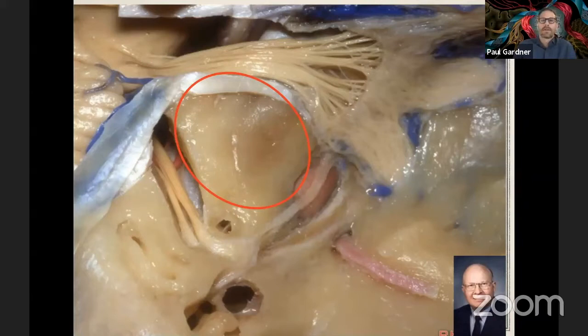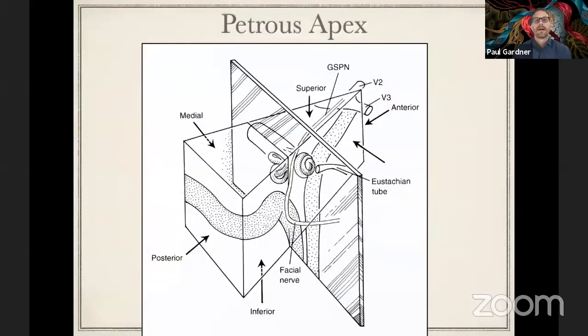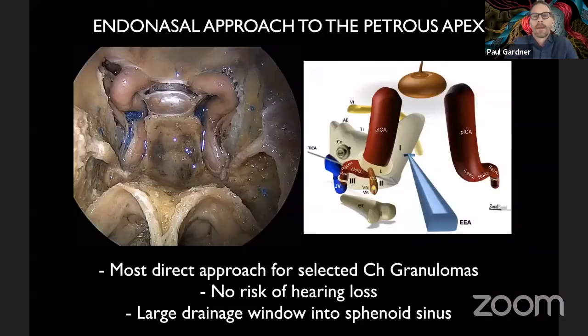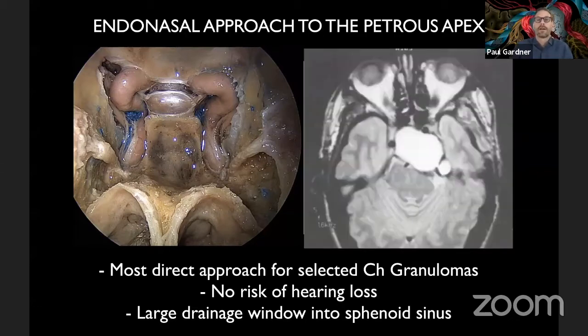And of course, this is an image by the great Rhoton. The Petrus apex, though, can be approached from many different approaches, not just an open transcranial approach. And I think it's important to understand the different ways in accessing that. The endonasal approach to the Petrus apex can be a very direct approach. I think most of us started using this for cholesterol granulomas as a very nice option to access it.